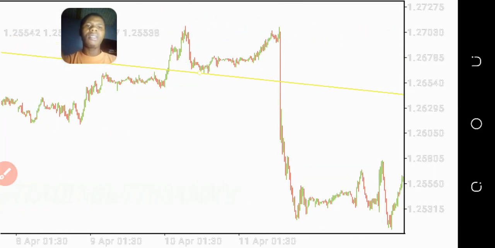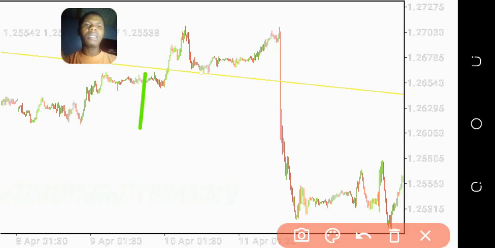See, now this was the fake out I was telling you about. When price came here, see, it rested on the trend line, right? It rested on the trend line. So what some folks will be doing is getting in here. I was among those kind of traders that used to jump into a trade after a breakout.